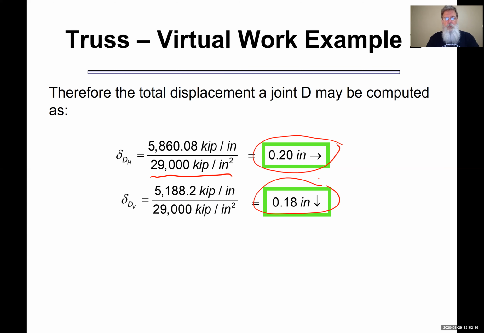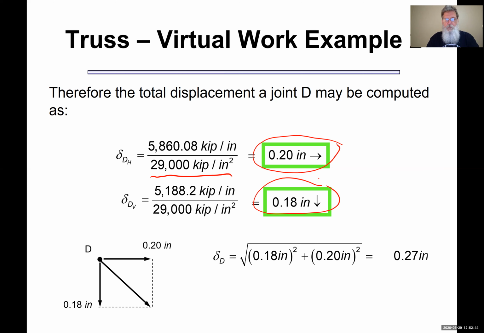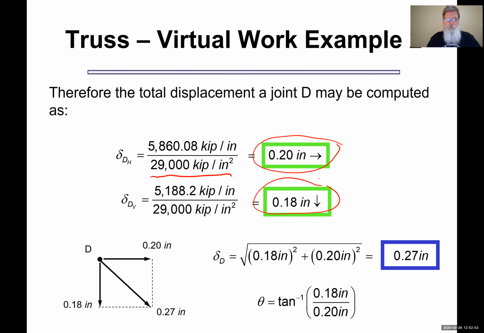And just to complete the problem, I just laid those out at point D. I went ahead and vector summed them together so I can get now the total displacement, which ends up being about 0.27 inches. And then just to give it a magnitude, I measured the angle as 42 degrees, and I measured that from the x-axis. So now I have magnitude and direction, total displacement at point D.